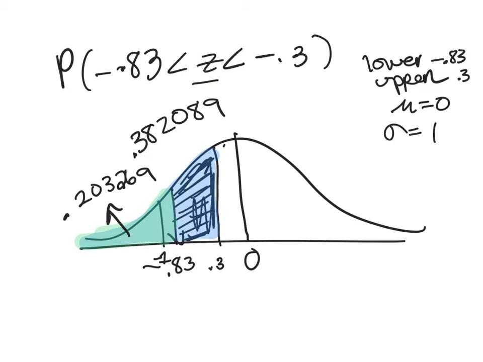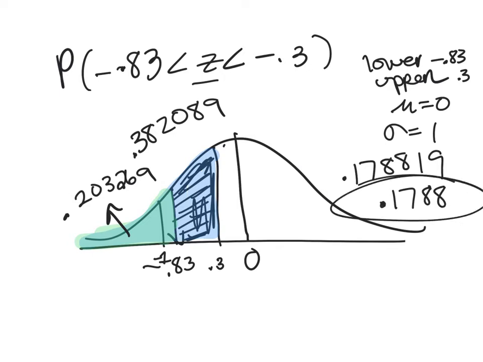Now I'm going to take the difference of those two, and that's going to give me that black shaded area that I actually want, the area in between those two. This is always going to be easiest if you draw a picture. If you don't draw a picture, you might have a hard time deciding whether you need to subtract from one, subtract from each other, and so on. So the final answer is 0.78819, to 4 decimal places, 0.7188. Right?